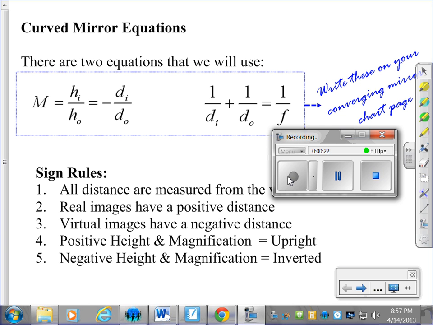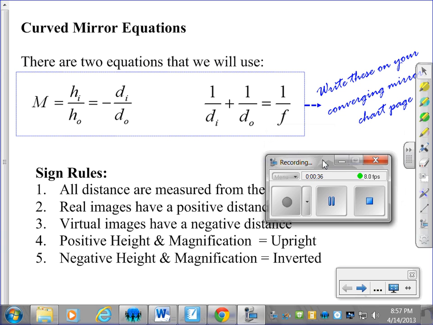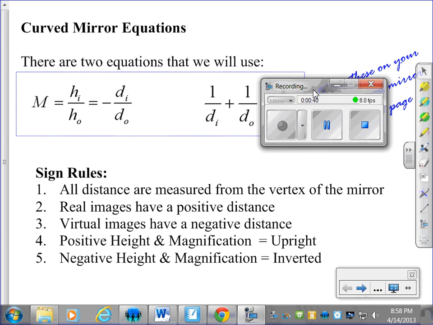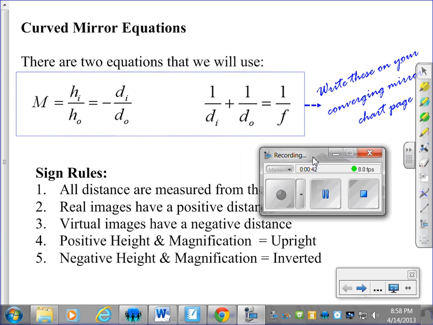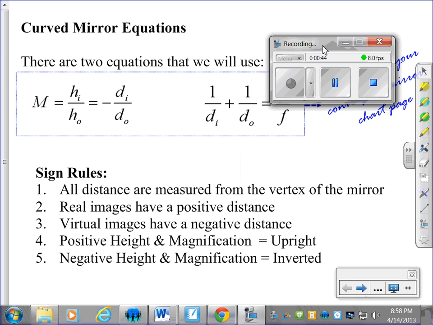Today we're going to focus again on converging, and what we're going to look at is how do we find image position and characteristics without necessarily having to draw it out. And so there are some rules we're going to look at. If you haven't yet, please find this page in your notes. You can see there are two formulas down there, and I've got a reminder for you to add those to your pink page that has the chart with the characteristics on it, just so that you have these formulas on your quizzes and tests and so forth.